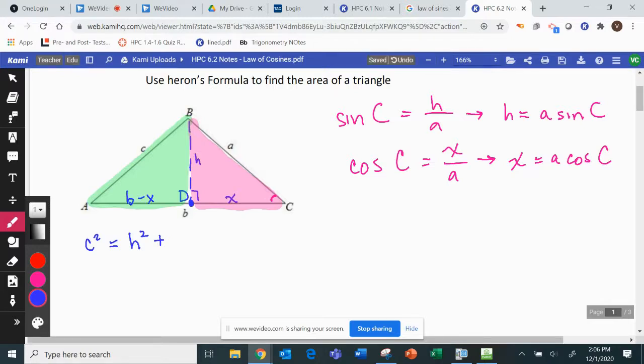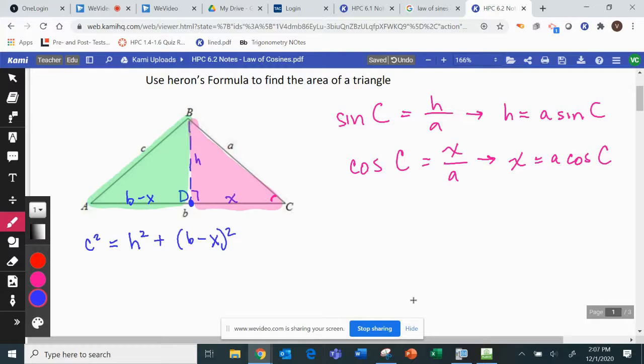So I'm using things that are already there. I don't want to put in more variables if I can help it. So b minus x squared. I've just used the Pythagorean theorem to talk about that green triangle and say what the c squared is equal to.